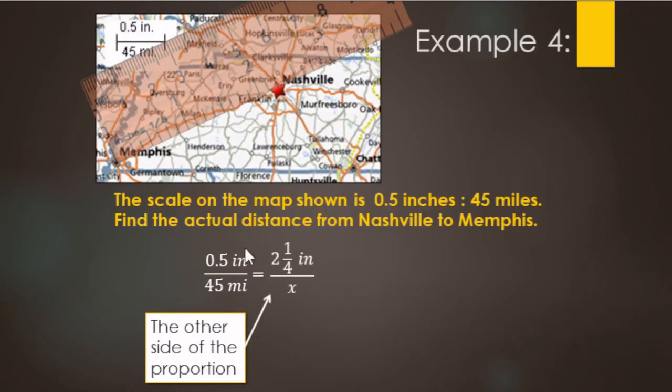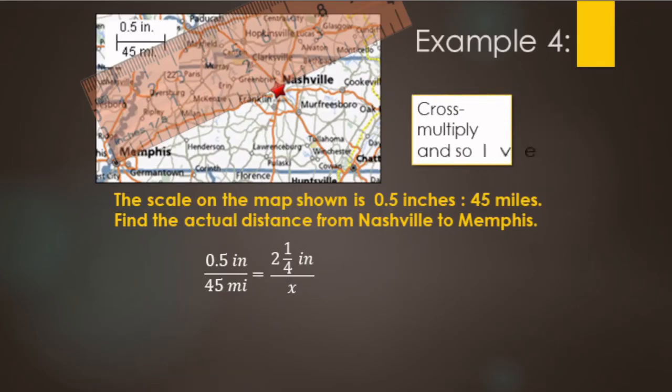So now we set up the other side of the proportion. Our inches go on top. We have 0.5 inches to miles. So we're going to do inches to miles on the other ratio. So that's going to be 2 1/4 inches. And then we're trying to find the actual distance in miles there.